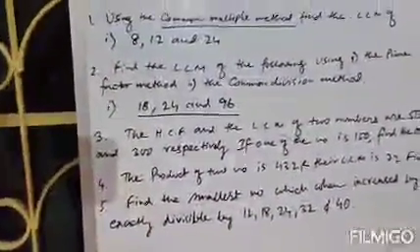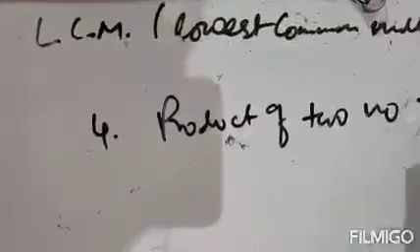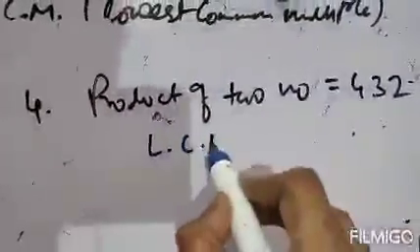Next, question number 4. Question number 4 says the product of two numbers is 432 and LCM is 72. Find HCF. Product is given and LCM is given. Product of two numbers is given, that is, product of two numbers equals 432 and LCM equals 72. We have to find out the HCF.